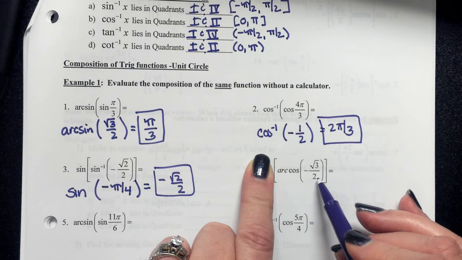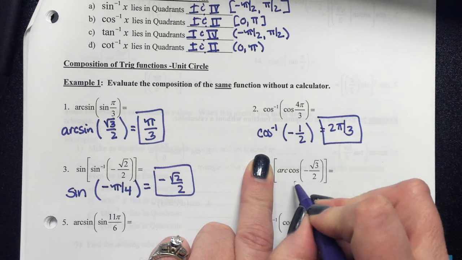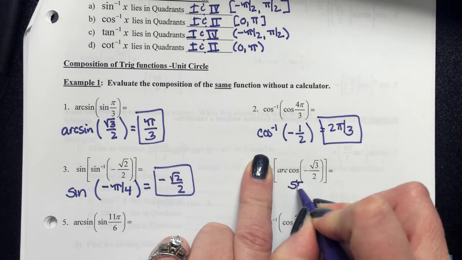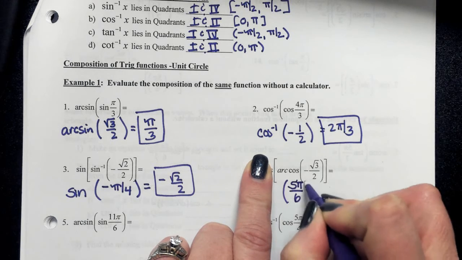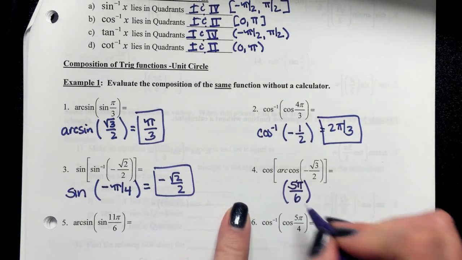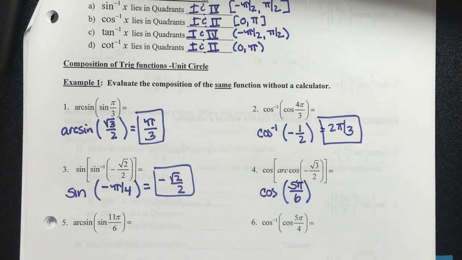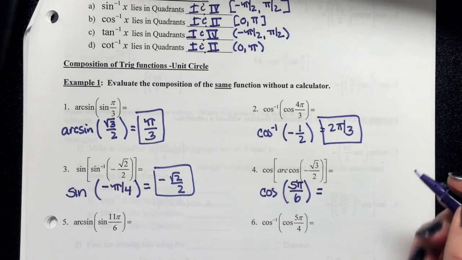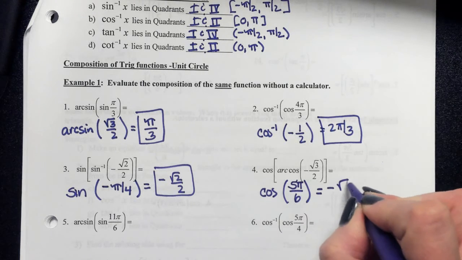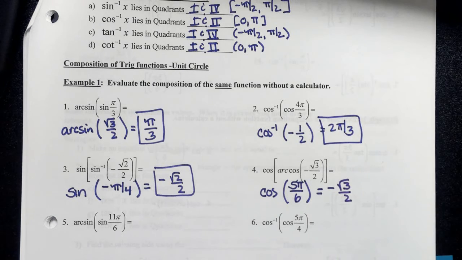So I'm in quadrant 2, 5 pi over 6. And now I'm going to look on the outside. And now what's the cosine of 5 pi over 6? Cosine of 5 pi over 6 is going to be negative square root 3 over 2.